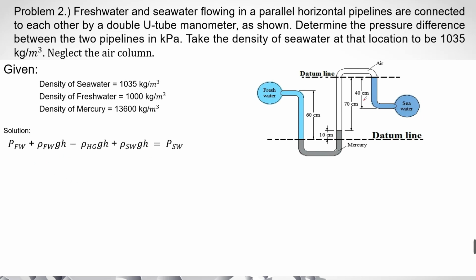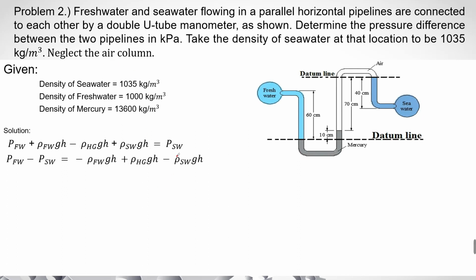So let's start from fresh water. The pressure of fresh water plus the density of fresh water times the acceleration due to gravity times its height. So it is positive since it is downward, minus the density of mercury times the acceleration due to gravity times its height. Again, it is negative since it is upward, plus the density of seawater times the acceleration due to gravity times its height is equal to the pressure of seawater. So we neglect the air column since it is stated in the problem.